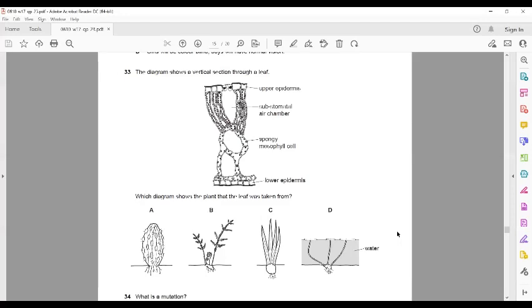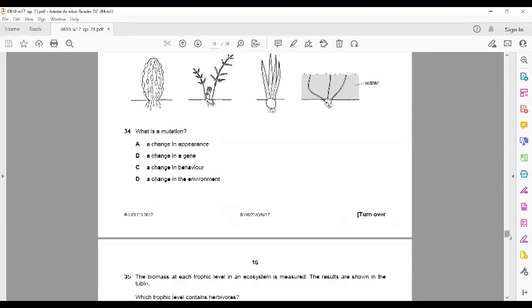Why does this happen? It only happens in aquatic plants, because the lower epidermis of the leaf is touching the water and cannot do the gas exchange. So that's why the stomata are on the upper epidermis. So the only answer can be D. This is the only aquatic plant.